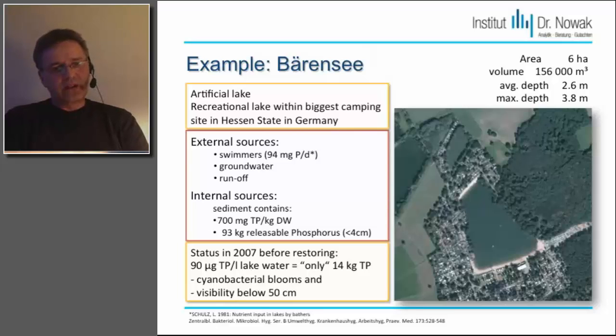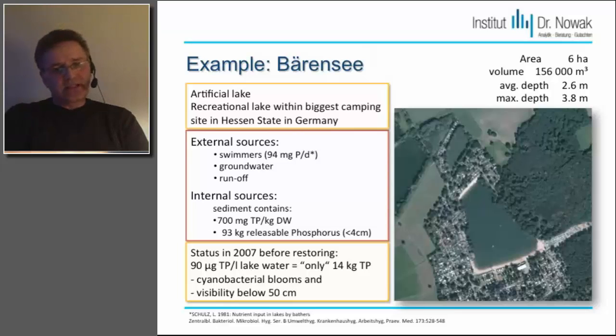The internal source is the sediment as well. The sediment has 700 milligrams total phosphorus per kilogram dry weight, and that means in the first 4 centimeters we have 93 kilograms releasable phosphorus. The concentration in the water body before our restoration project started was 90 micrograms total phosphorus per liter lake water. That are only 14 kilograms total phosphorus for the small water body, but the problems are cyanobacterial blooms, a very low visibility of lower than 50 centimeters, and swimming bans.